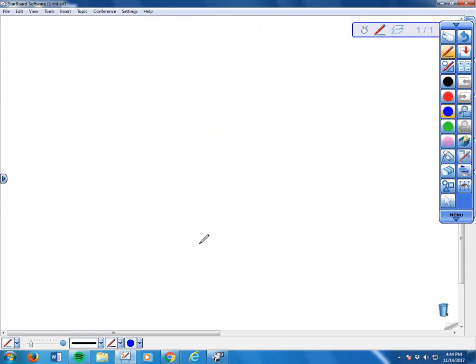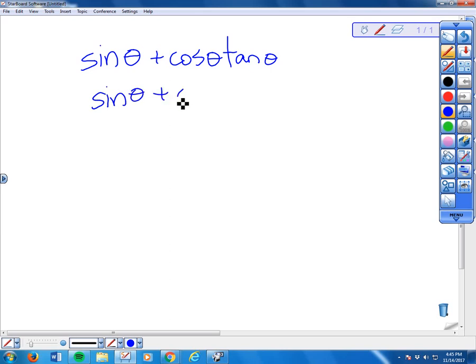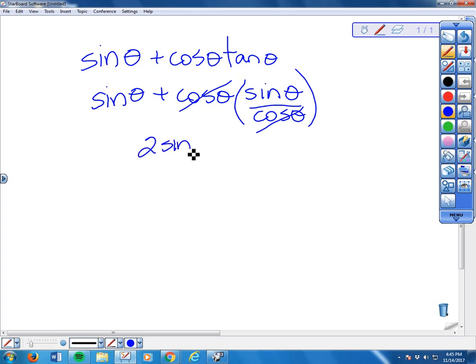Next problem. Simplify sine theta plus cosine theta times tangent theta. Again, I'm going to get everything in terms of sine and cosine. So this is sine theta plus cosine theta times sine theta over cosine theta. Cosines cancel. This is 2 sine theta. That's the answer for 4.